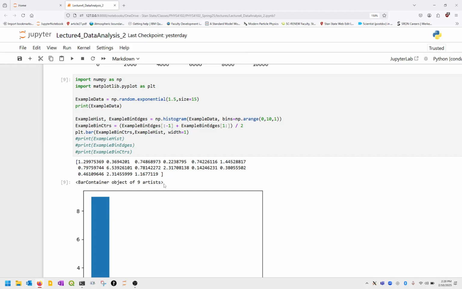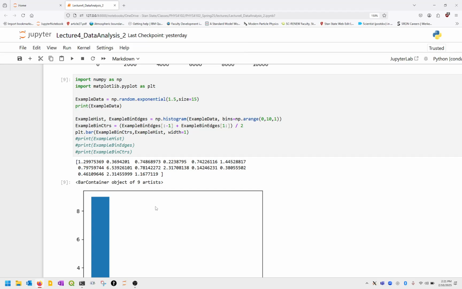The first number this generator spit out is 1.3, then 0.4, 0.75, 0.2, 0.74, 1.4, just some numbers. These numbers are fairly small, most of them. They're not like 50 or 100. The biggest number we got is which one? Maybe this one, 2.3. Oh, there's a 6.5 all the way out here. Cool. So this is going to be represented in your plot.